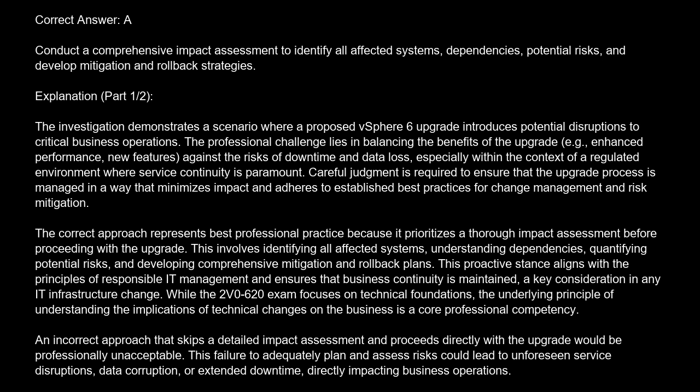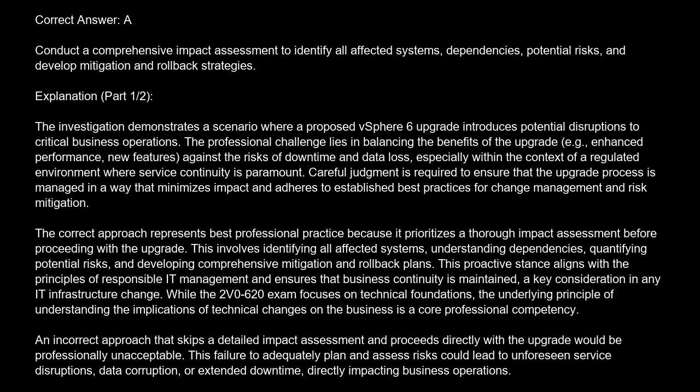Careful judgment is required to ensure that the upgrade process is managed in a way that minimizes impact and adheres to established best practices for change management and risk mitigation. The correct approach represents best professional practice because it prioritizes a thorough impact assessment before proceeding with the upgrade. This involves identifying all affected systems, understanding dependencies, quantifying potential risks, and developing comprehensive mitigation and rollback plans. This proactive stance aligns with the principles of responsible IT management and ensures that business continuity is maintained, a key consideration in any IT infrastructure change.